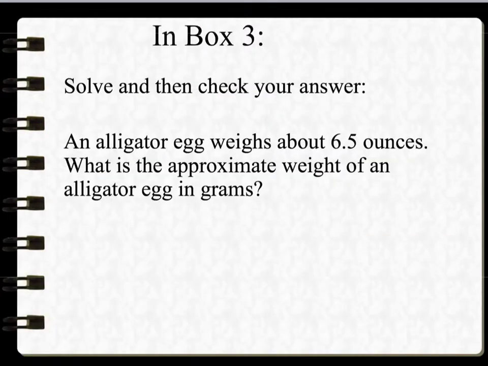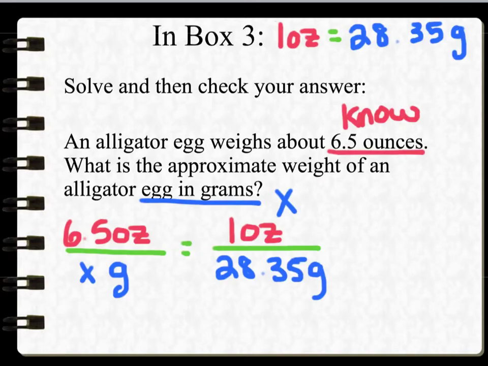Problem 3. I'd like you to try and solve this problem on your own. If you get stuck, you can hit play on the video to get the proportion. Ready, pause. Here's a proportion you should have set up. By looking at your FCAT 2.0 reference sheet, you would see that 1 ounce is 28.35 grams. So then you set up a proportion, ounces on the top, grams on the bottom. Now I'd like you to solve for X.